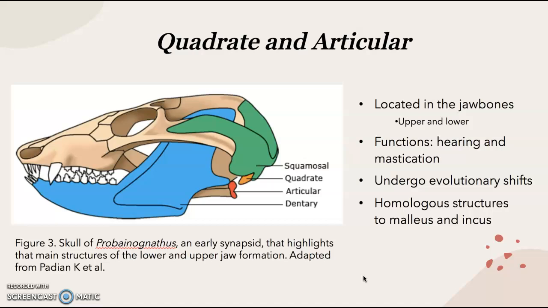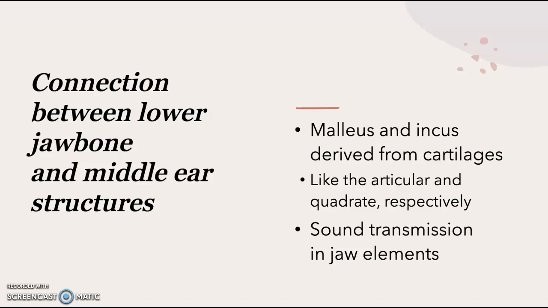And again, reiterating the fact that they are homologous to the malleus and incus. So the malleus is homologous to the articular, and the quadrate is homologous to the incus. Now that there's some background on what the quadrate and articular do and what their functions are, I think it's an important thing to note how they are similar to the middle ear structures, the malleus and incus.